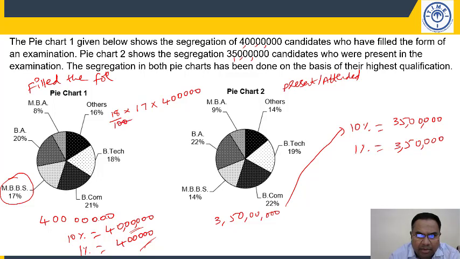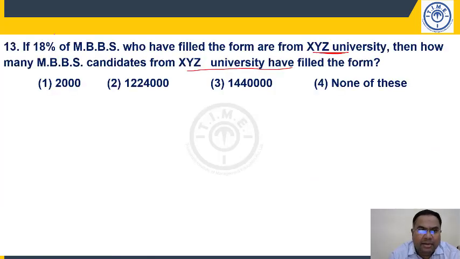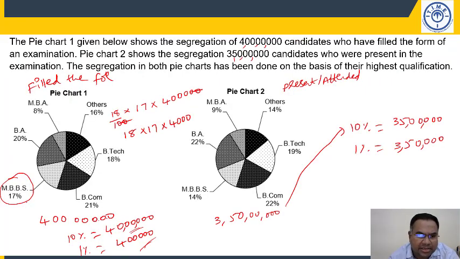18%. 18 by 100. 2 zeros will get cancelled. So 18 into 17 into 4,000. Is this clear? What is given? 18% of MBBS who have filled the form are from XYZ universities. So MBBS, how many are filling? 17%. 17 into 1%. 17 into 1% value is 4 lakhs. Out of this, 18% means 18 by 100 are from XYZ university. So 2 zeros will get cancelled. So 4,000, 18 into 17.